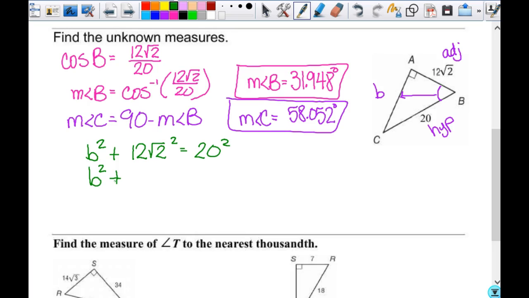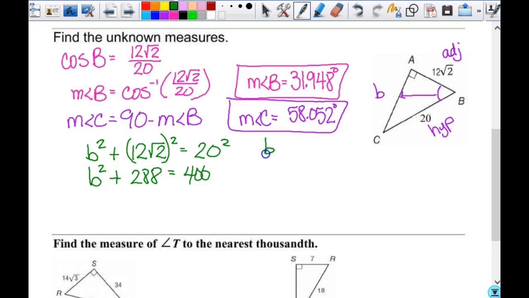Did I even write it down correctly? What am I missing with what I wrote down? Parentheses around the whole thing. You square the 12 and get 144. You square the square root of 2 and get 2, so that gives you your 288. That's equal to 400.